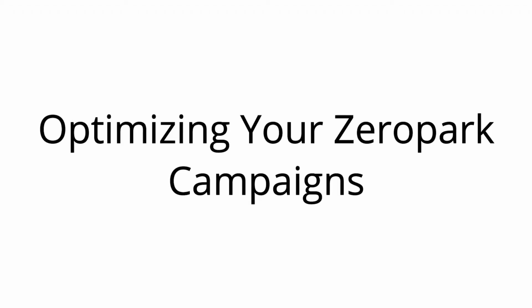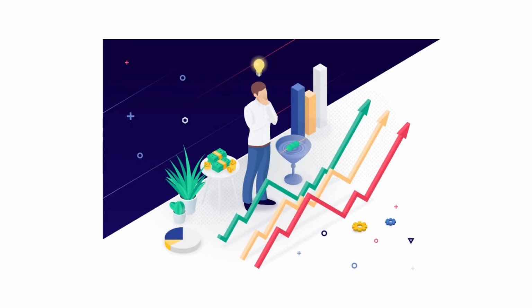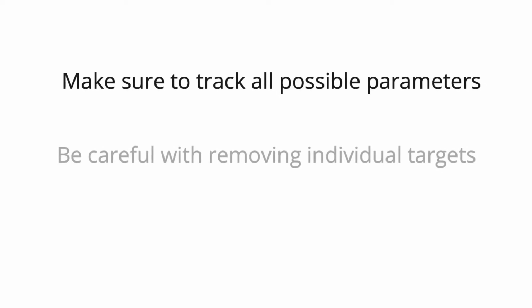Optimizing your Zeropark campaigns. Optimization is key to success in affiliate marketing, and sometimes there are no obvious answers. There are, however, ways that you can use some resourceful hints to get you going in the right direction. You want to make sure you track all possible parameters. Then also you need to be careful with removing individual targets. The Zeropark platform allows you to optimize campaigns by removing individual targets. You just need to make sure that you understand how the feature works, because it might have huge implications for your ROI. And also you need to learn and get experience on how to bid your campaigns.